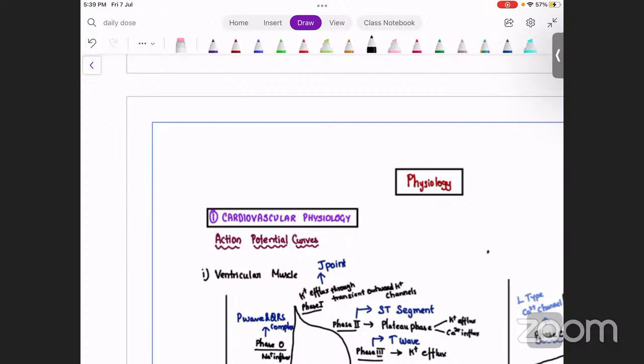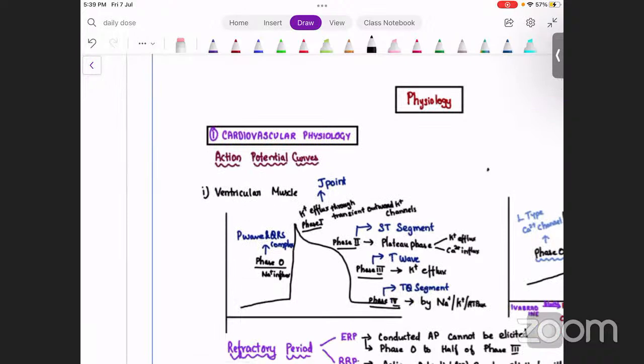Very good. Evans blue and radioiodinated albumin. Radioiodinated albumin, not simply radioactive iodine. It's a radioiodinated albumin. Okay, I-125 albumin is the one you have to remember. Evans blue and I-125 albumin. Okay, now we are going on to the physiology.